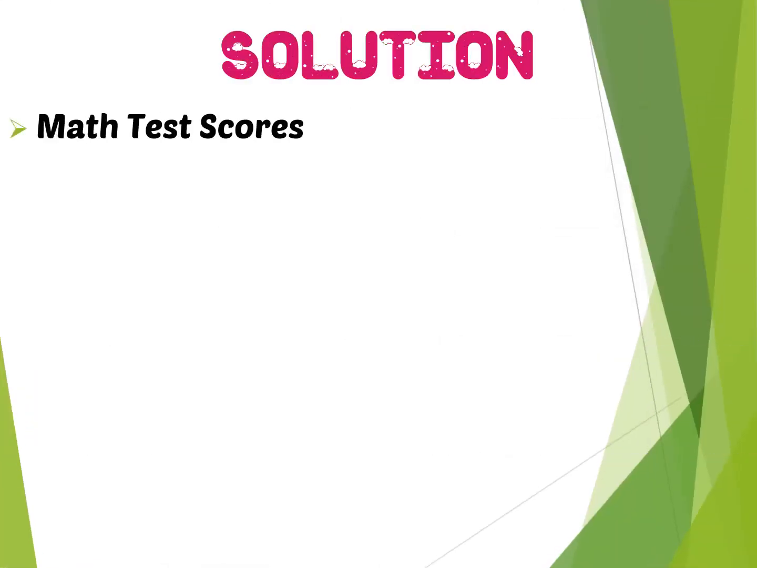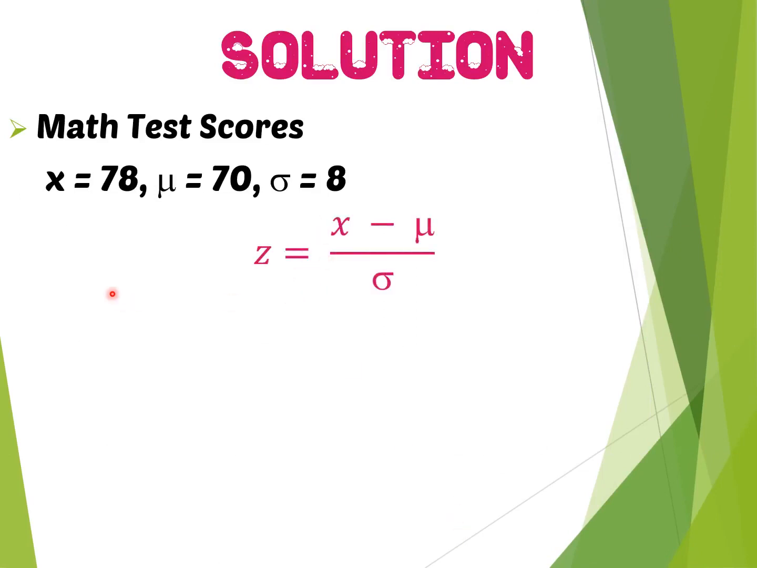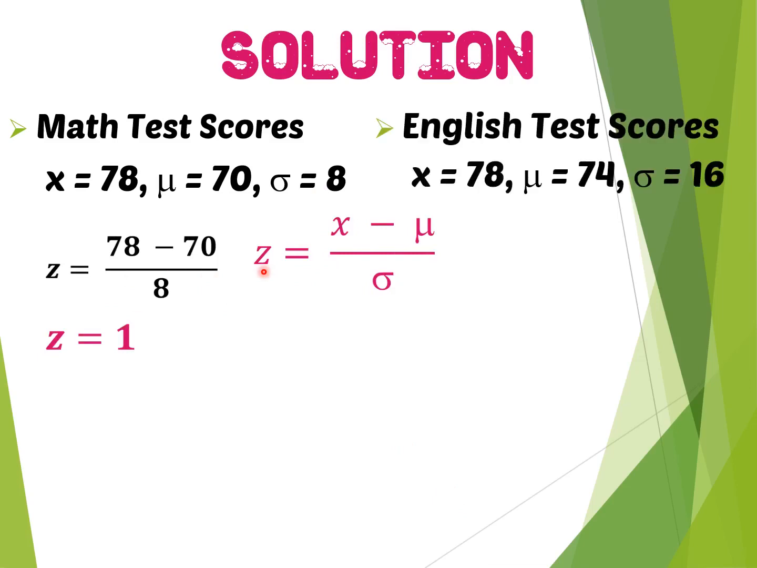For the math test scores, we have the following values. The mean is 70 and the standard deviation is 8. Applying the formula for finding the z-score, we simply substitute: 78 minus 70 is 8, divided by 8. So the z value is equal to 1. For the English test, the mean is 74 and the standard deviation is 16. Again, by substitution, 78 minus 74 is 4, divided by 16. That will give you 0.25, or 1/4 of the standard deviation.